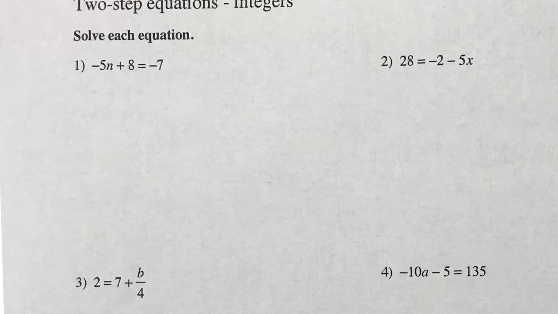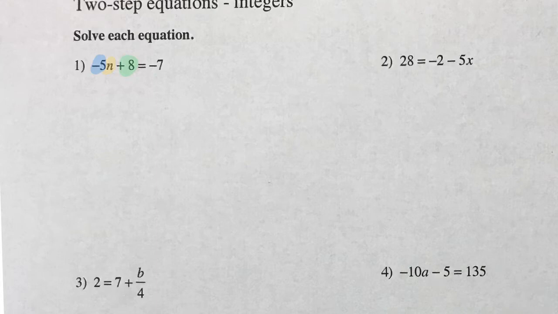All right, so when we talked, I talked about a constant, which is right here. I'm going to highlight the constant in green. Okay, constant is in green. The variable I will highlight in yellow, and the coefficient I'm highlighting in blue. So I have this first one here that's negative 5n plus 8 equals negative 7.